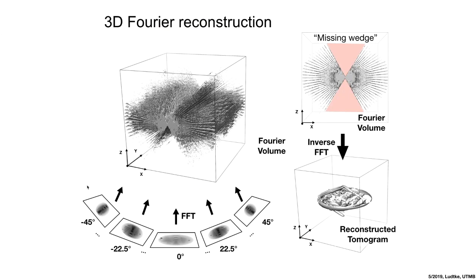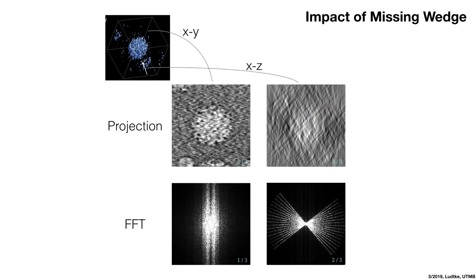We can only really go up to about 60 degrees before what we're looking through becomes too thick. And what that means is we're missing this sort of wedge of information when we're doing the 3D reconstruction, and that has various side effects on the three-dimensional structure. But we do get a three-dimensional structure of the entire cell or whatever object we've got frozen on the grid. So this is sort of what that missing wedge artifact looks like.